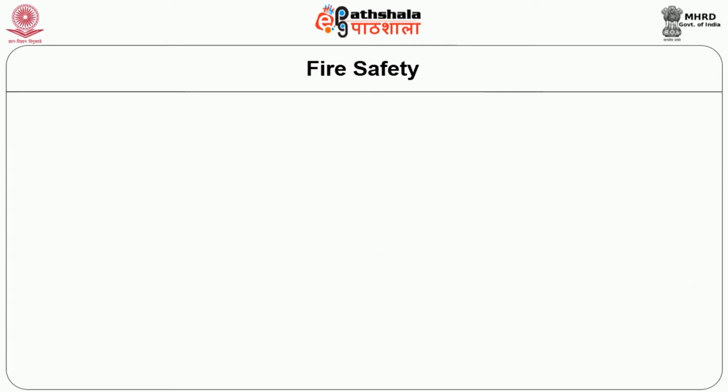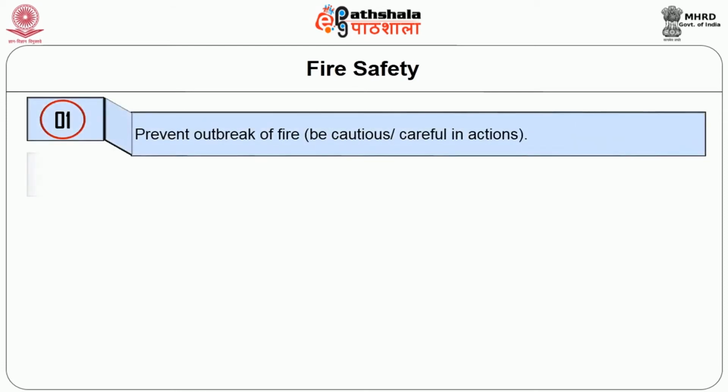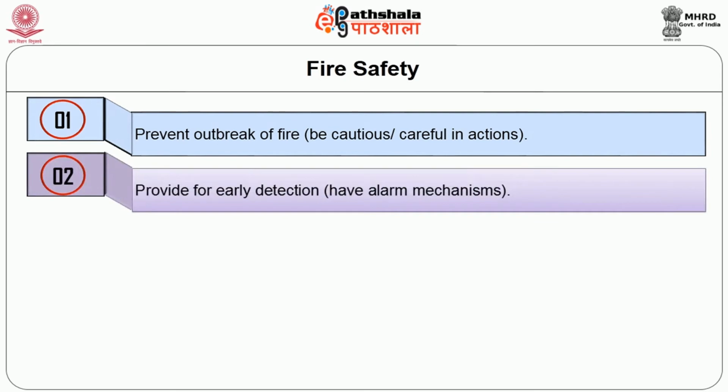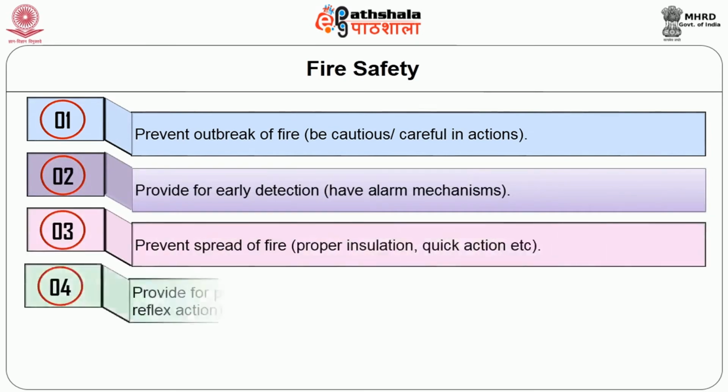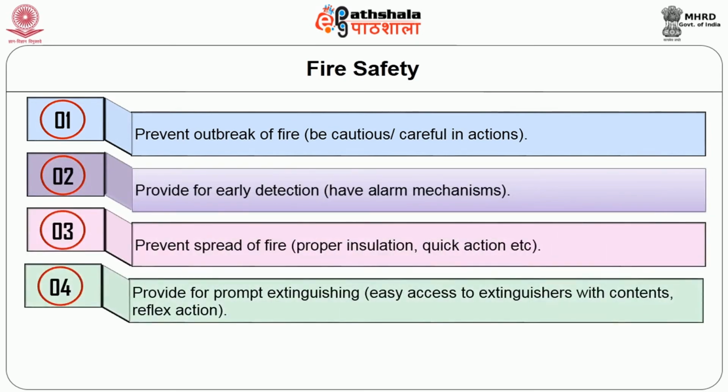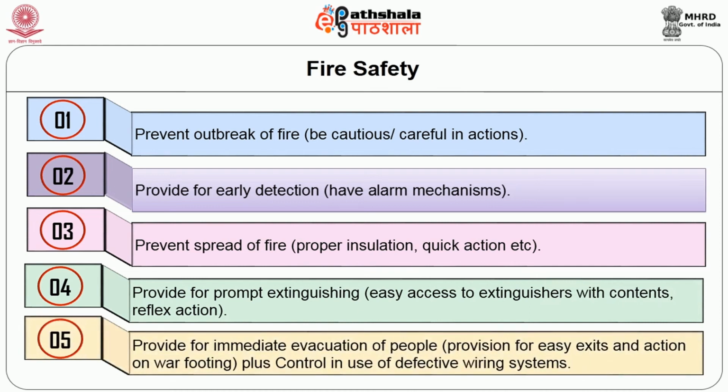There are 5 principles that can help prevent and control fire. They are: prevent outbreak of fire, provide for early detection, prevent spread of fire, provide for prompt extinguishing, and provide for immediate evacuation of people. Along with that, you have to have control in the use of defective wiring systems too.